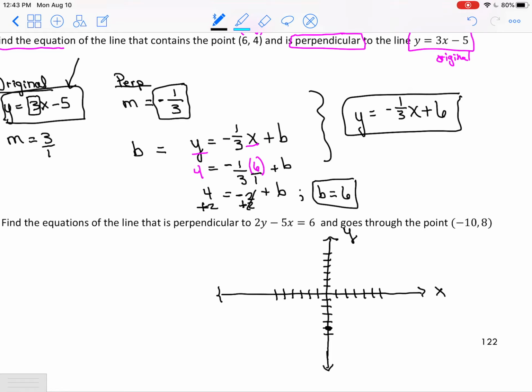Here's our y-intercept. We have a slope of 3, so it's up 3 and over 1. So we're going to go 1, 2, 3, over 1. We can even do it again if we want to: 1, 2, 3, over 1. Okay, so we've got this line that sort of looks like this.